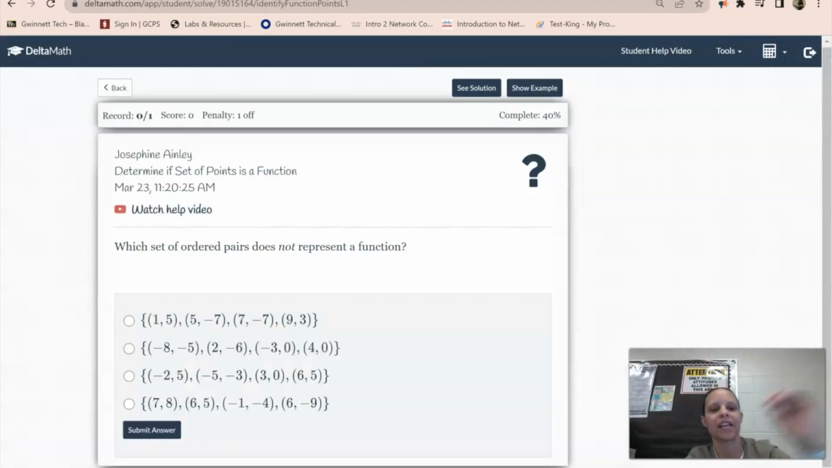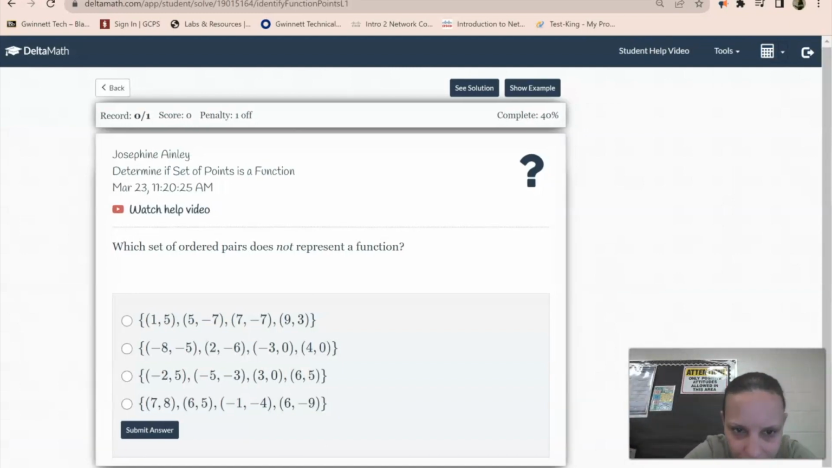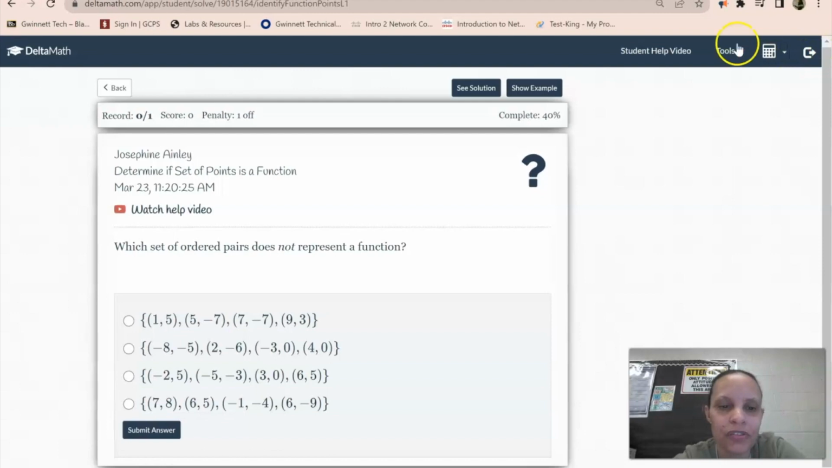All right, determine if a set of points is a function. So remember, for it to be a function, x cannot repeat. So if it's not a function, x must be repeating. So I look at only my x values, 1, 5, 7, and 9. Did any of those repeat? No, this is a function.